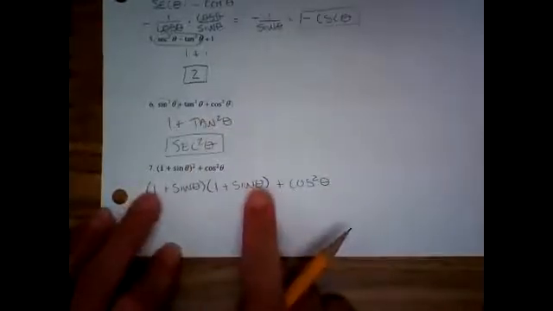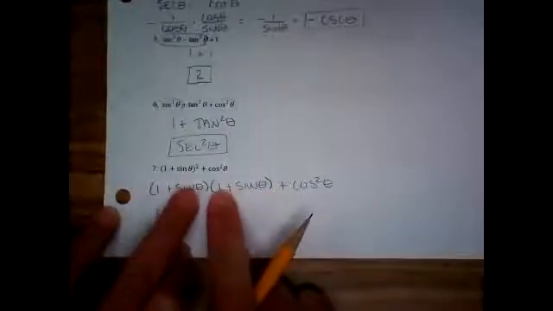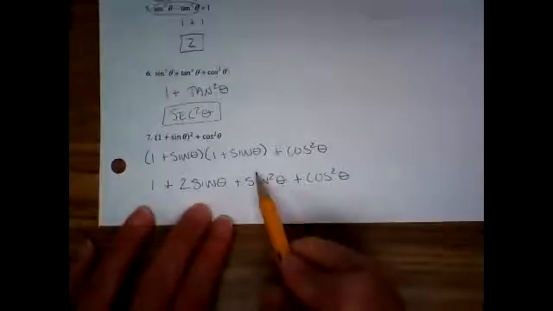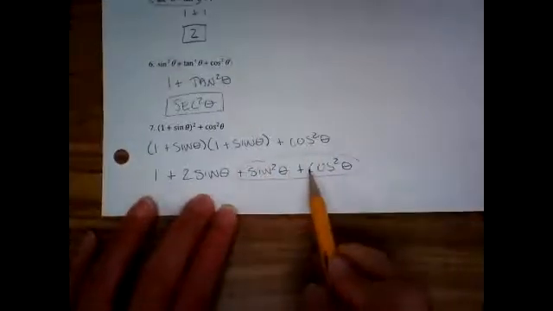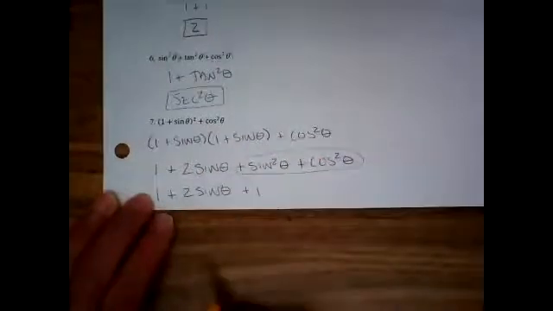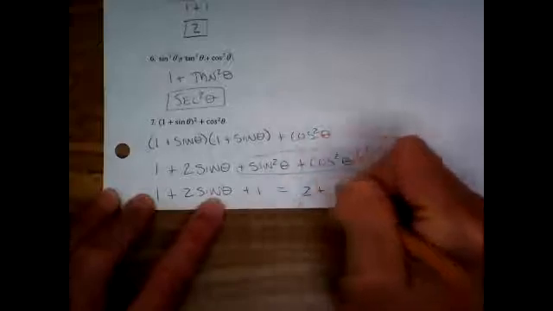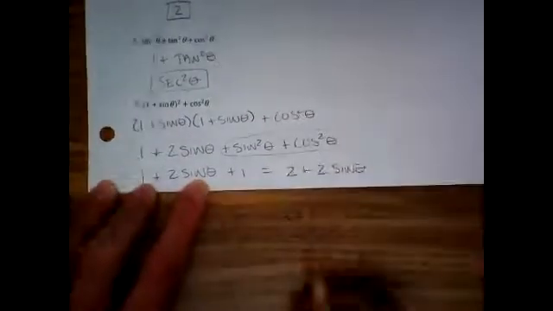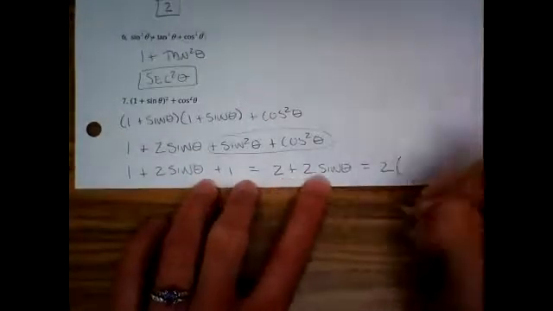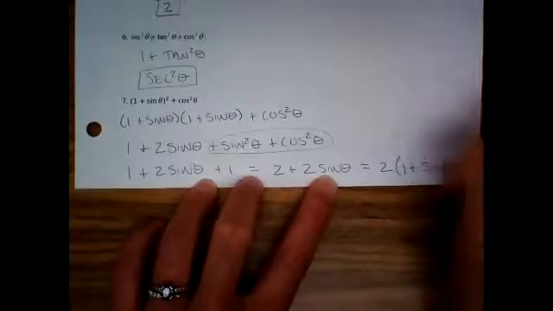The outsides give you 1 sine of theta. The insides give you 1 sine of theta. So together, that would be 2 sine of theta. And then the last, sine times sine, would be sine squared. And then I've got this plus cosine squared at the end. So sine squared plus cosine squared is 1. And then 1 plus 1 gives me 2. And then because both of those terms have a 2 in them, we can factor out the 2. So if you factor out the 2, you would be left with 1 plus sine of theta.